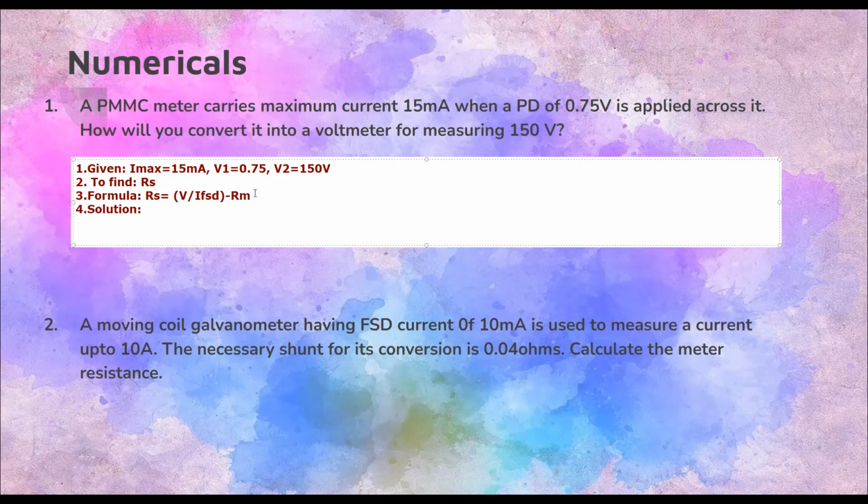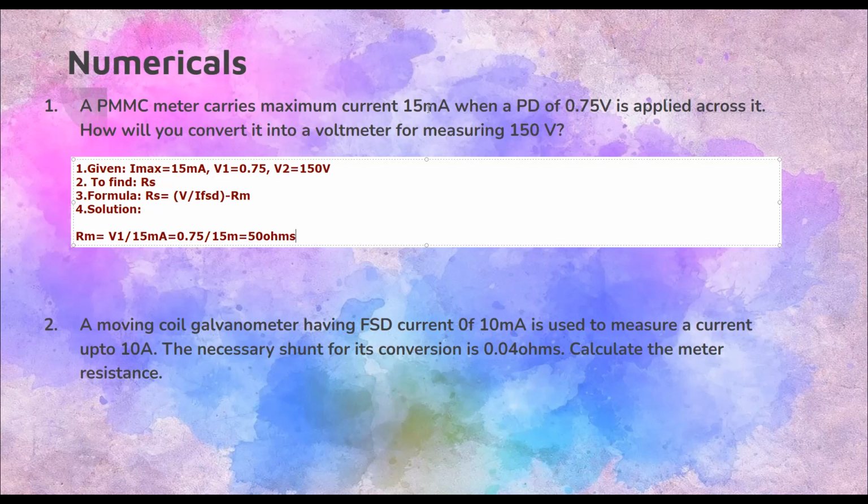Now, for meter resistance Rm, I can simply use Ohm's law. R is equal to V by I. So I'm using that only. Which V will we use now? V1 or V2? Now PMMC already has 15 milliampere when the potential difference is 0.75. I am finding the resistance of the meter, so I will use the meter's potential difference, right? So I will be using V1, that is 0.75 over here, divided by the maximum current flowing through the meter, that is 15 milliampere. After solving this, 0.75 divided by 15 milli, I will get the answer as 50 ohms.